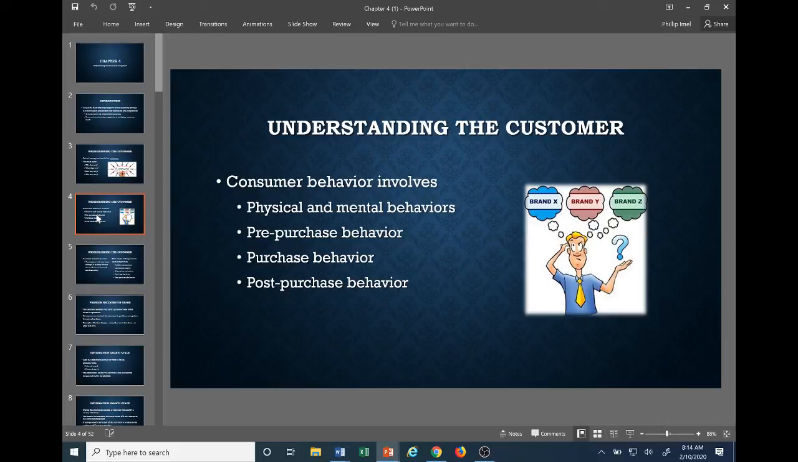Mentally, is it something that you really have to have? You might mentally struggle, like, do I really need this? Should I spend money somewhere else?